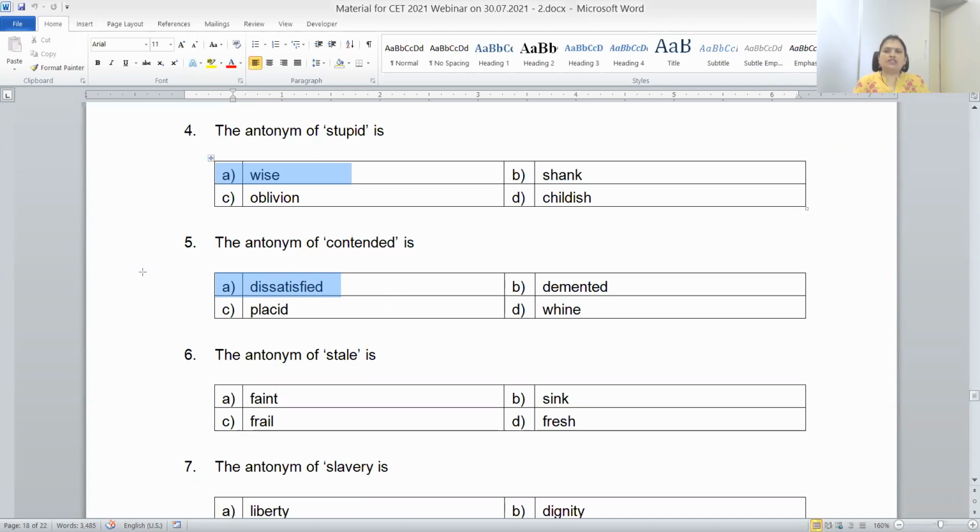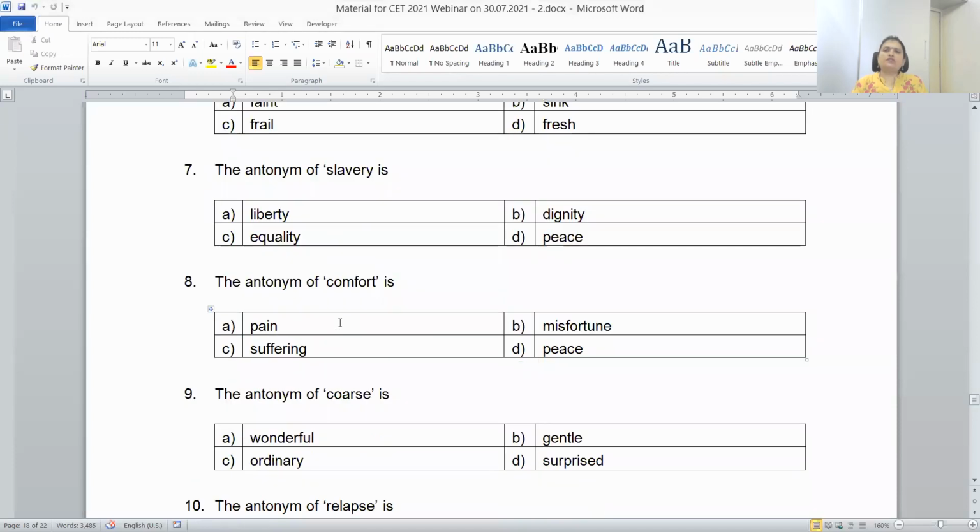Children, the antonym of stale is option D, fresh. Antonym of stale is fresh. Then comes, yes, number 7. Children, the antonym of slavery is, what is the antonym of slavery? Yes, option A, liberty. Liberty.